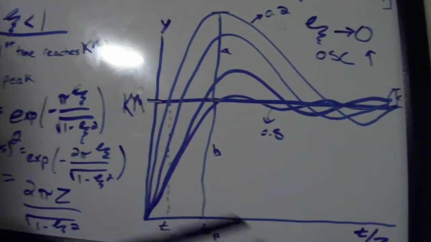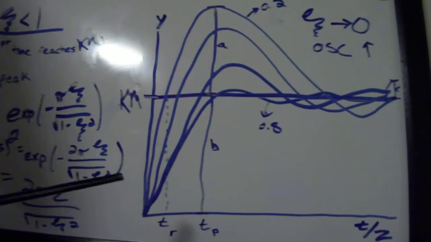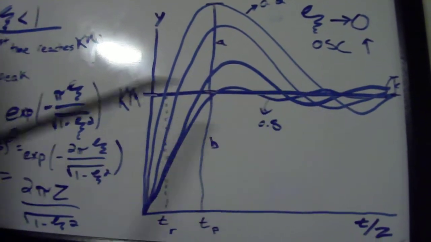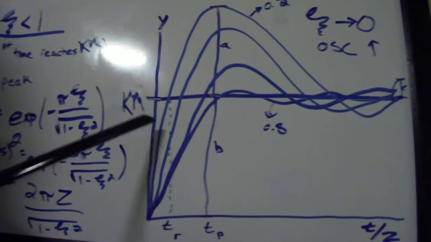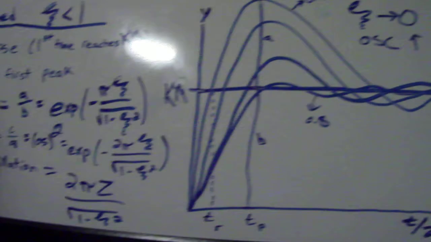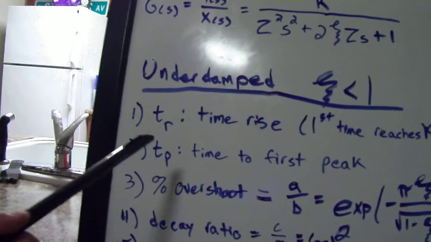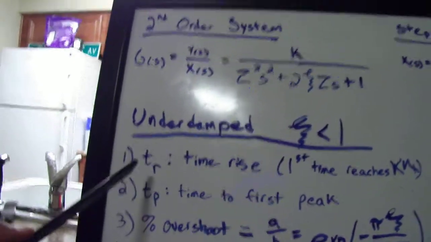Our axis here is Y, and this axis is t over tau. Our ultimate value is going to be K times m. Next I'll explain to you some of the aspects of an underdamped system, and according to the graph, where you see these as the response happens.